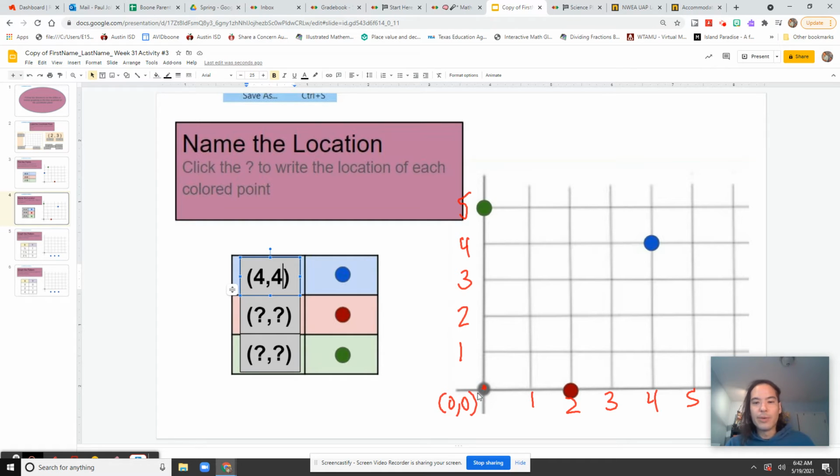All right, so tell me what it is for the red one. How many did we run? How many did we jump? Tell me what it is for the green. How many did we run? How many did we jump? All right, you got this.